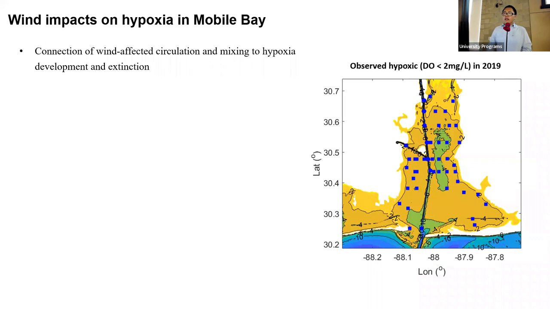And now, since hypoxia is also dependent on the physics, like the transport, advection and mixing, we also further study the connection of the wind and stratification mixing to the hypoxia development in Mobile Bay. The right panel is our observed hypoxia plot from our field data.